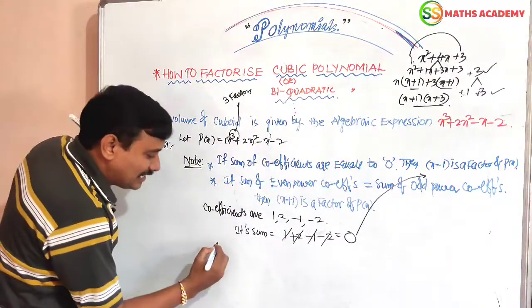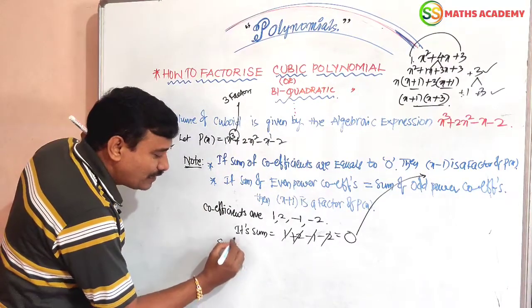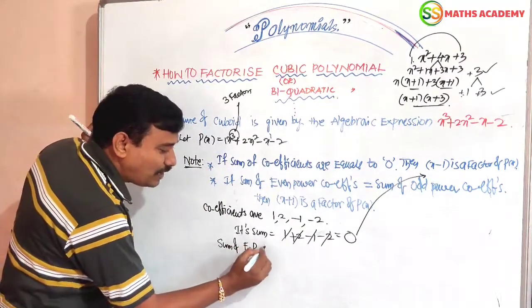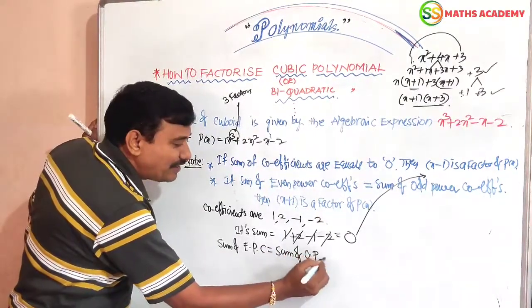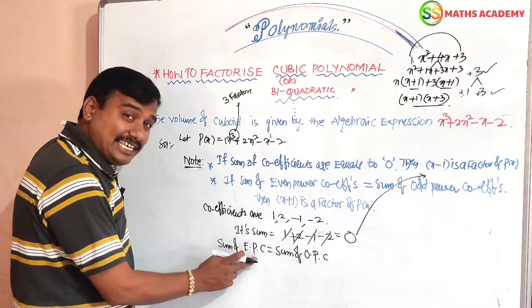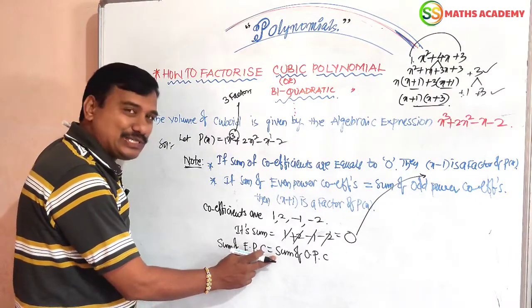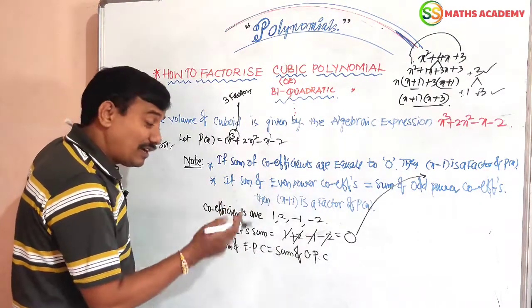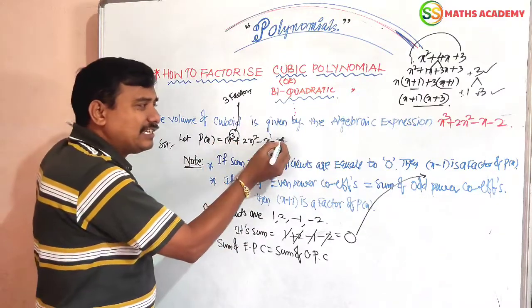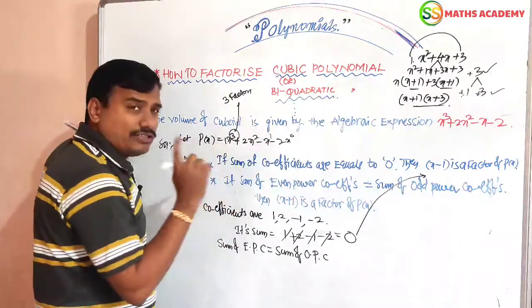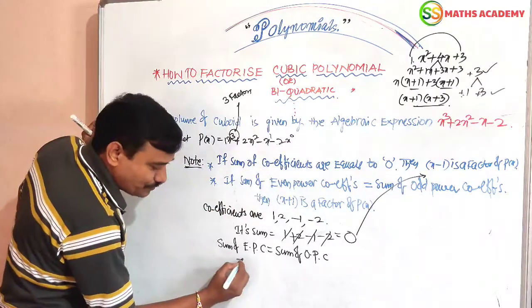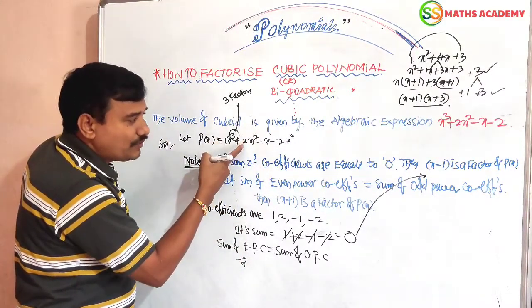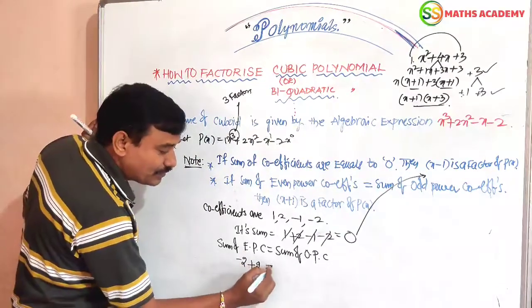Right, next point. Sum of even power coefficients equals sum of odd power coefficients. What are the even powers? Here, x power 0. 0 is nothing but an even number. The coefficient there is minus 2. Power 2, the coefficient is plus 2.